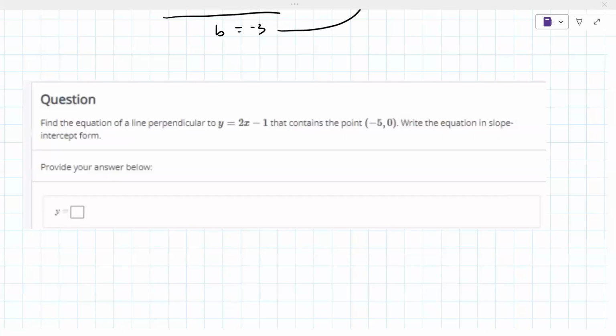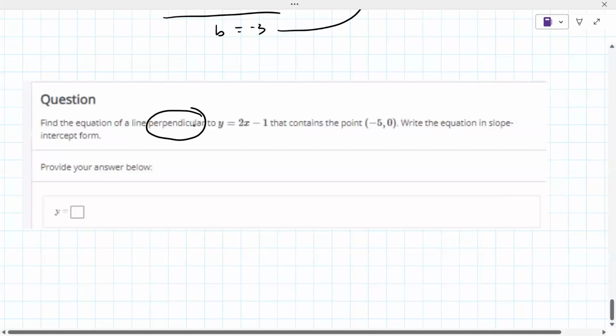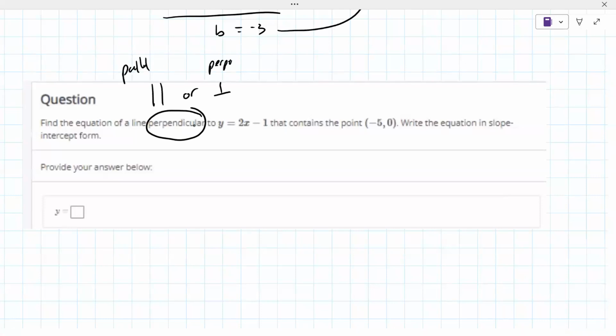Okay, I'm going to share my screen. Here we go. So the first one wants a line perpendicular. That's important. You got to first decide, is it parallel or is it perpendicular? The first two lines are parallel. The second one is perpendicular. What is the slope of this equation here? Y equals 2x minus 1. What is its slope? 2 over 1.